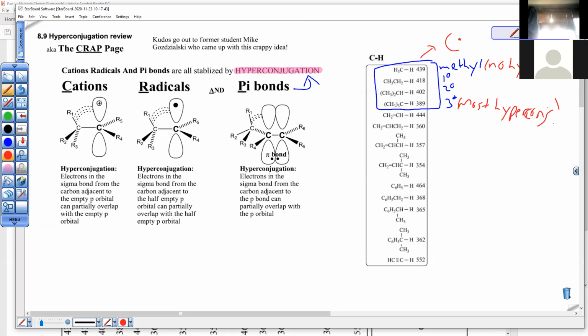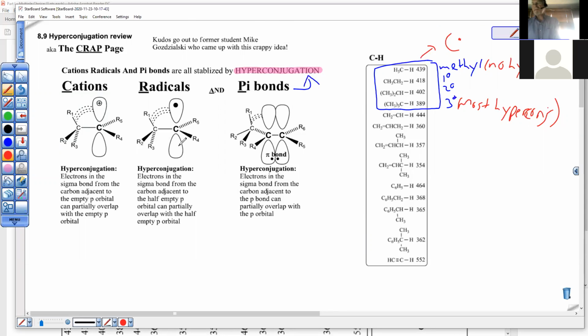And it explains, that's a weird J. It explains cation stability, radical stability, and pi bond stability. And I think that's the end of chapter 8 material. And that would be a very short segment. I don't think you would mind.